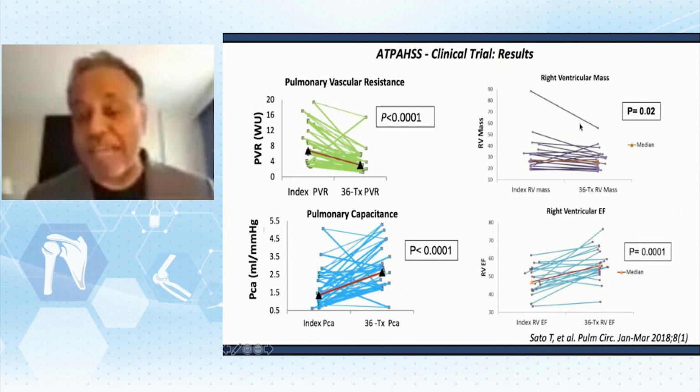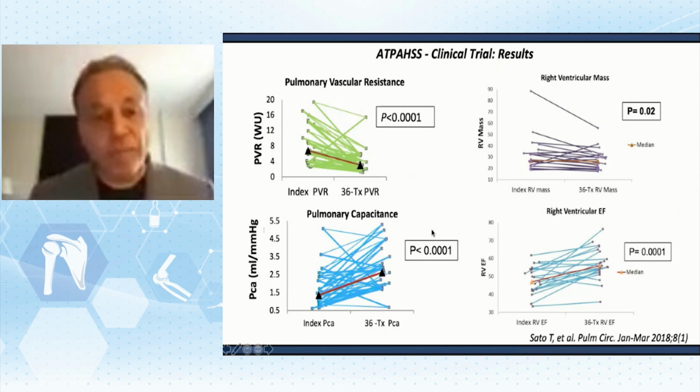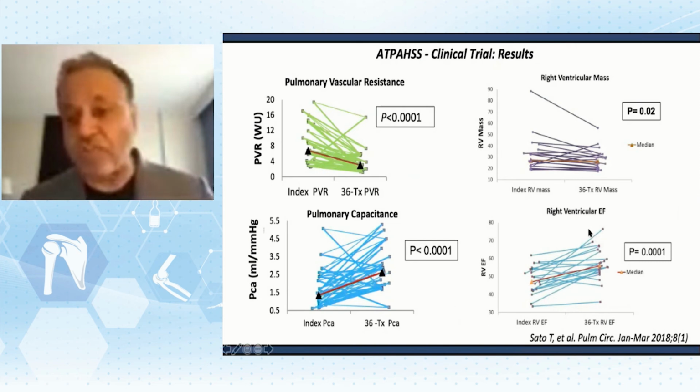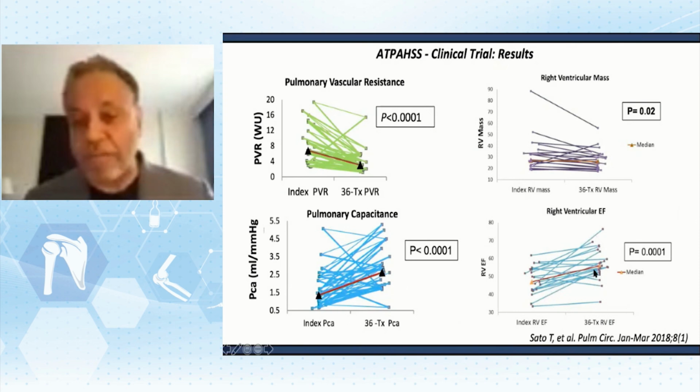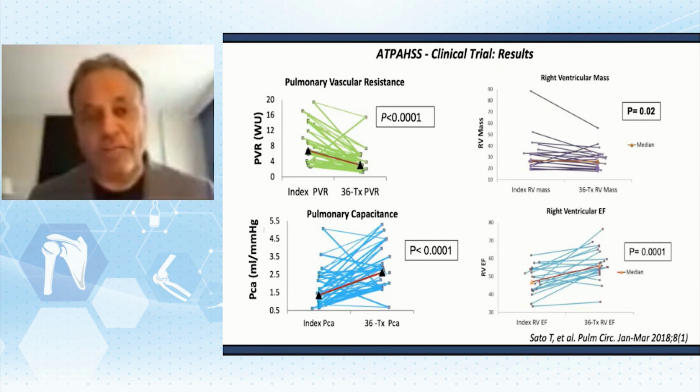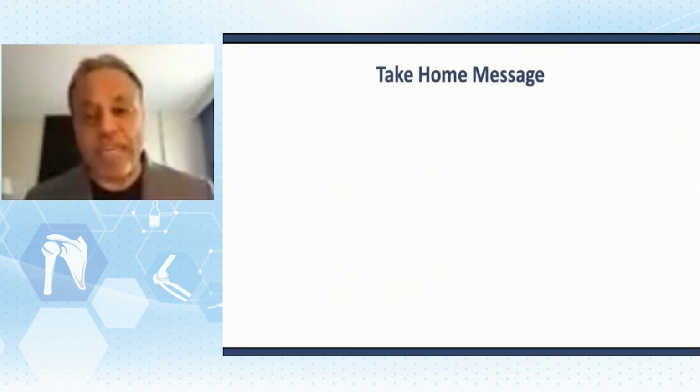When you look at the RV mass index, again, there was a significant drop, indicating some form of improvement in the remodeling process in the right ventricle. The pulmonary capacitance increased significantly, and right ventricular ejection fraction improved significantly after the 36-week period, again emphasizing that upfront combination therapy in patients who have scleroderma PH is beneficial in this group of patients.